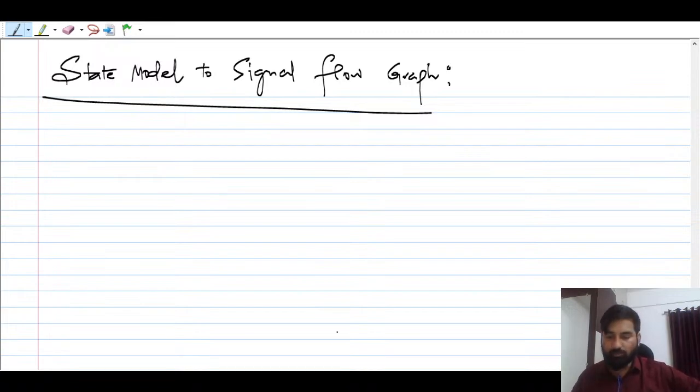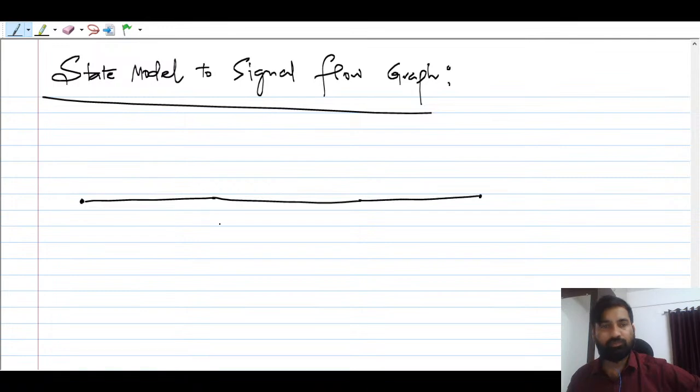Suppose we have got one signal flow graph. Signal flow graph will be like this, from input to output. Suppose this is the input here, and this is the first node, you can say 1 or 2. So nodes 1, 2, 3, 4, and your output is going to be 5. Now let us connect all these things.